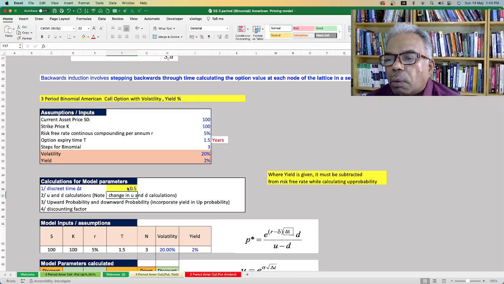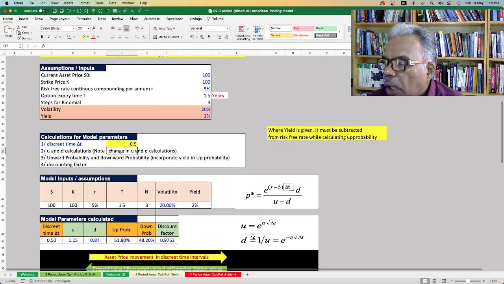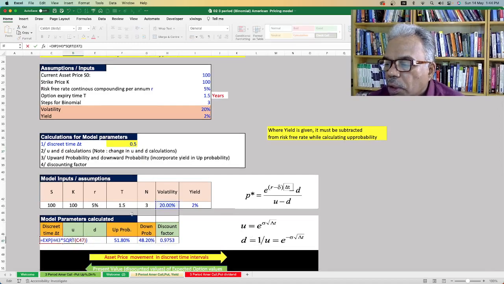The second one is to calculate U and D using the formula. The calculation of U is exponential of sigma into square root of the delta time, that is 0.5. Then D is nothing but 1 by U.